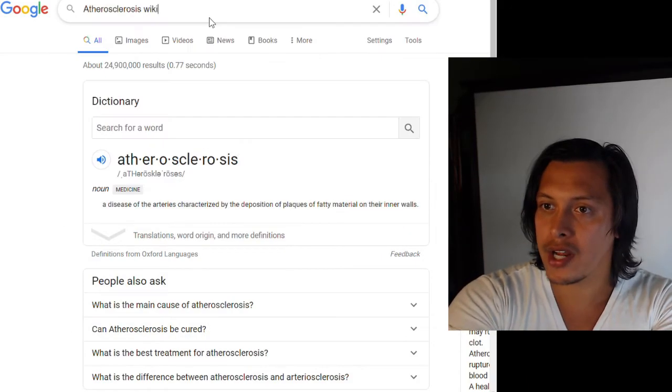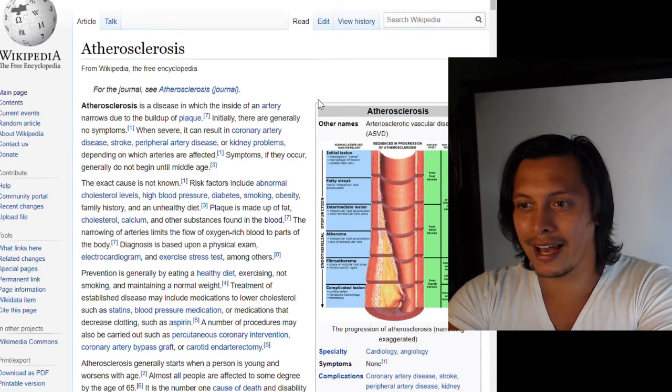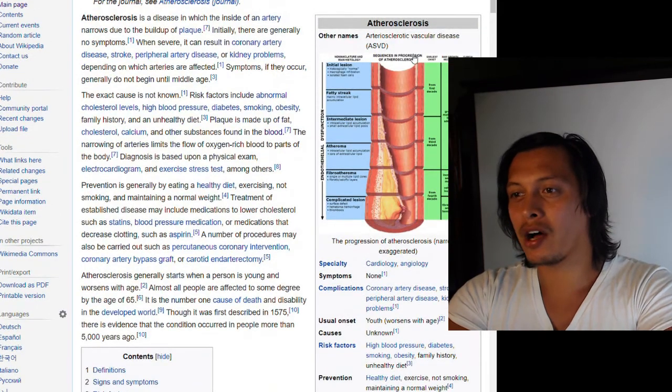Wikipedia is not the first option, and I hate that. So here we have an example of a blood vessel.